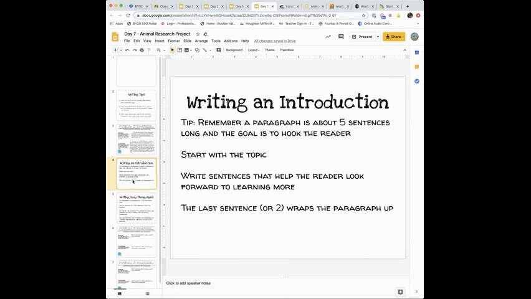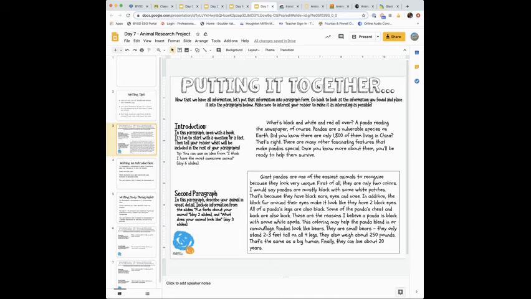Okay, here I've given you some tips on writing an introduction. Let's read through them, and then we're going to see how I put that together. Tip: remember, a paragraph for an introduction is about 5 sentences long, and the goal is to hook the reader, make it interesting. Start with the topic, write sentences that help the reader look forward to learning more. The last sentence or two wraps the paragraph up. Okay, that with the directions to start with a question or a fact.